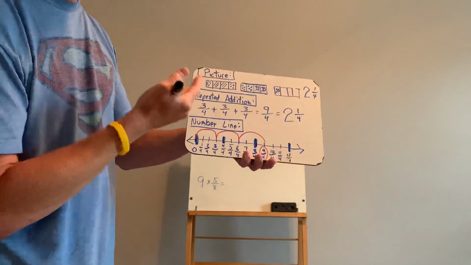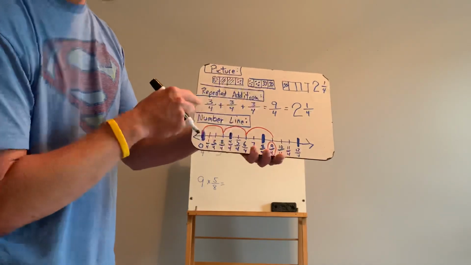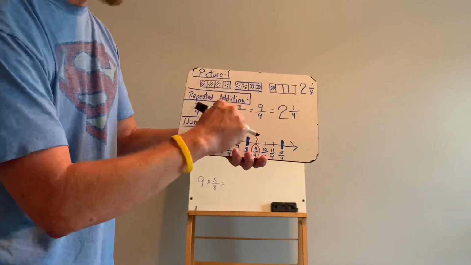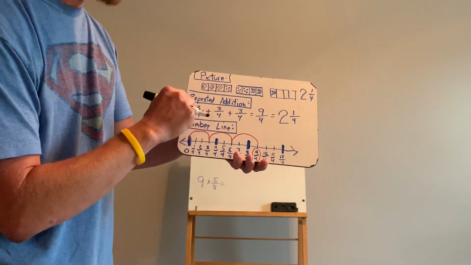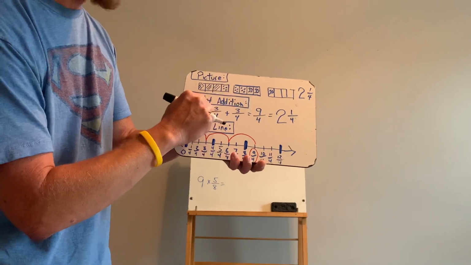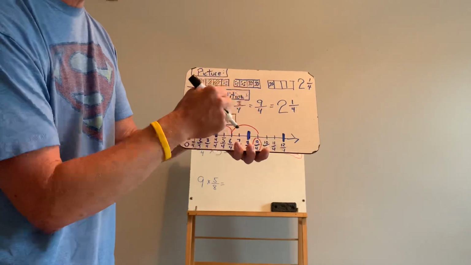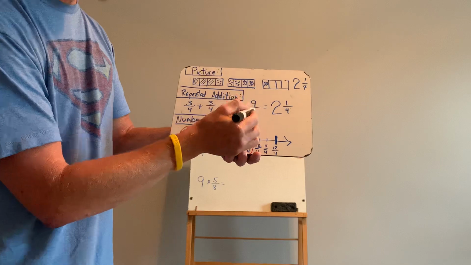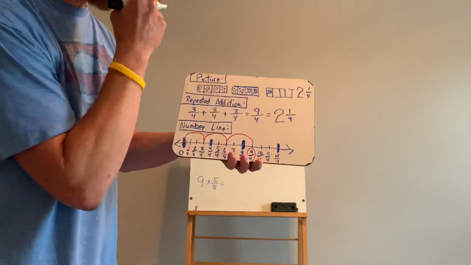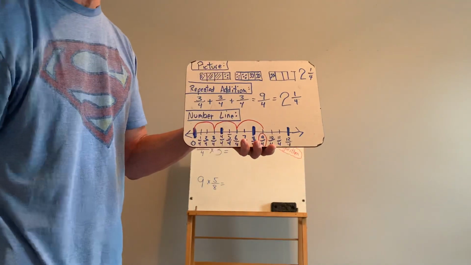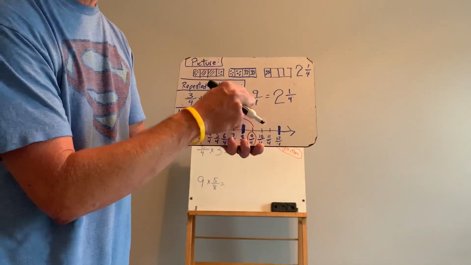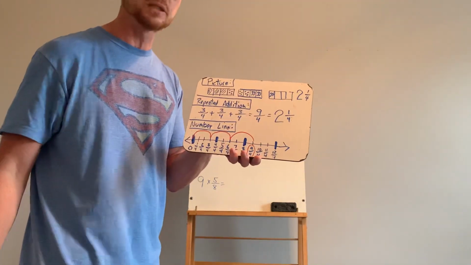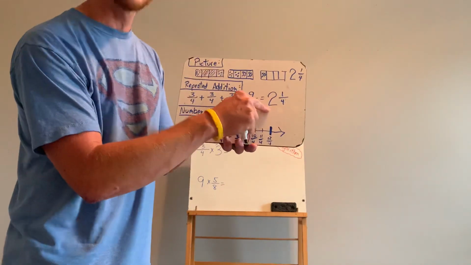Now let's check it out in repeated addition. It's basically 3/4 plus 3/4 plus 3/4. If we add those across, we're really just counting by threes: 3, 6, 9. So I get 9/4. Now if I convert that, I get 2 1/4, which is the same answer as our picture. Never give me the answer as an improper fraction. It's got to be a proper fraction, and in this case, a mixed number.